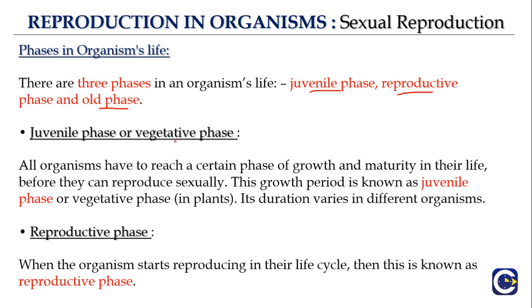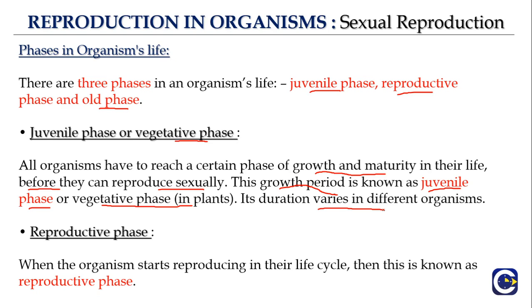The juvenile phase is also known as the vegetative phase. All organisms have to reach a certain phase of growth and maturity in their life before they can reproduce sexually. This growth period is known as the juvenile phase, or in plants the vegetative phase. Its duration varies from organism to organism, depending on the complexity and other reasons.